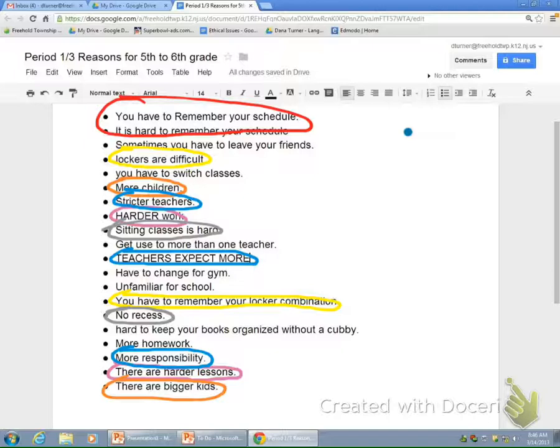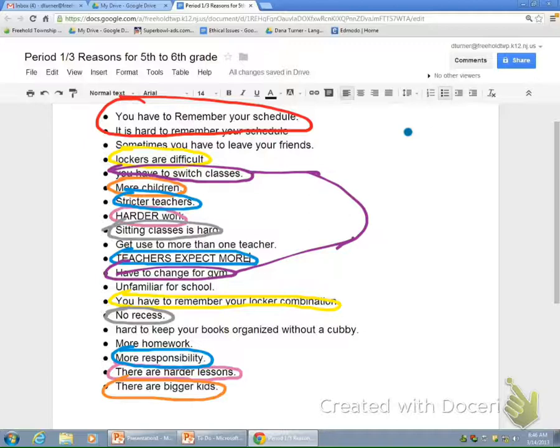One of the things I'm looking at is that you guys are talking about changing for gym, right? But you're also talking about this whole locker thing, and then you're also talking about switching for classes. So actually, to me, I think those can be classified together. Switching for classes, changing for gym, getting lockers, this whole locker thing. What are all those? Those are all new what?